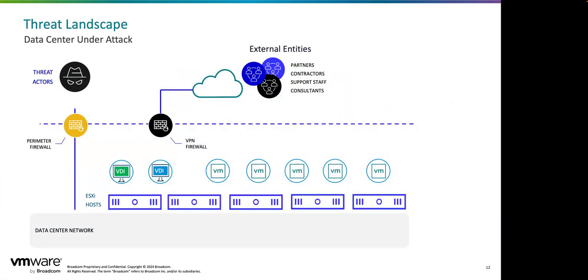When we look at the threat landscape, a data center that might be under attack, and we saw a quick introduction to this before, we'll look at it from a little bit different perspective here, but attackers, the threat actors, moving through a perimeter firewall easily into a virtual desktop. And this can come from partners, contractors, support staff, consultants, internal employees. Anybody who has access to the environment is certainly a target for a threat actor being able to gain some sort of entry into the network environment.